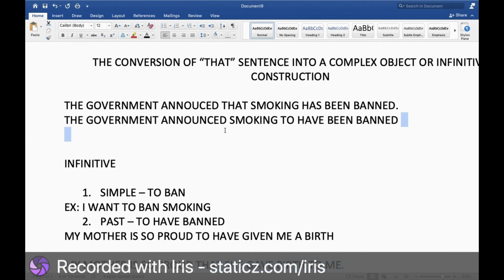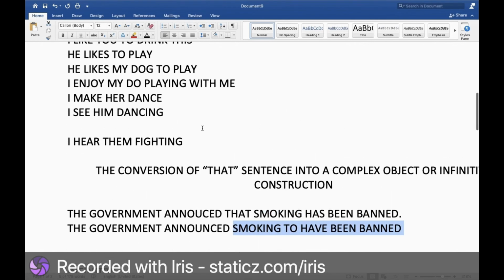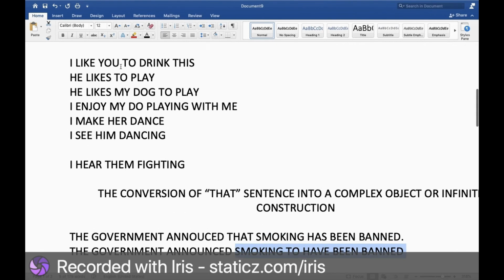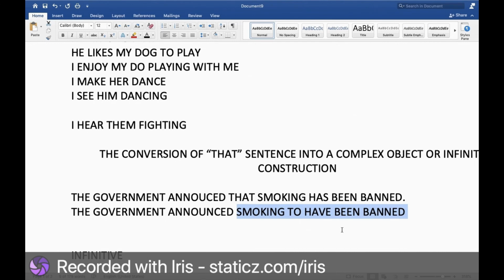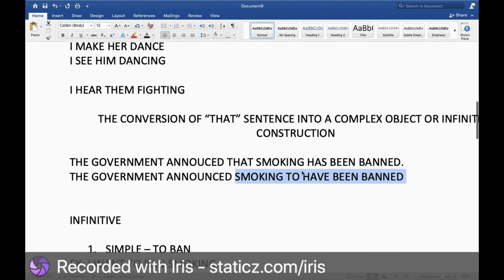Smoking to have been banned. Just like the same. You to drink. Smoking to have been banned. It's the same thing, but it's just a little complicated because there's smoking, there's passive voice. It may be a little hard for you now, but in the future, after you practice these things, you will be very aware of using them.